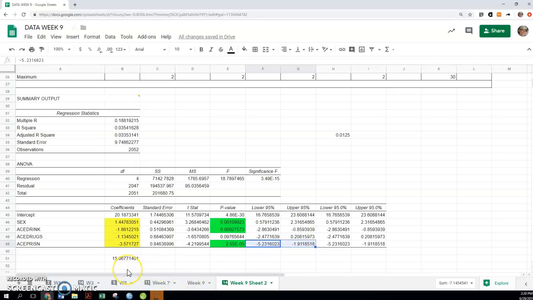So yeah, fairly sobering, fairly interesting, useful results here.